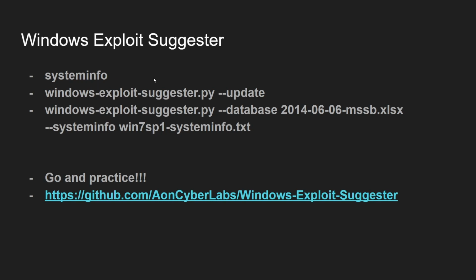So how this basically works is you will run the systeminfo command on your machine. You will copy the contents of the systeminfo output into a text file, and then you will use the Windows Exploit Suggester Python script to check for any exploits that are available.